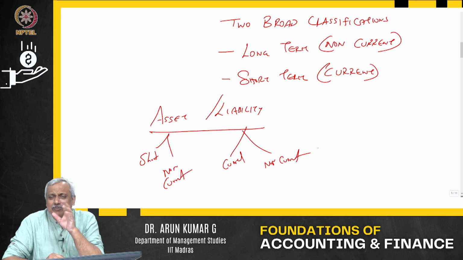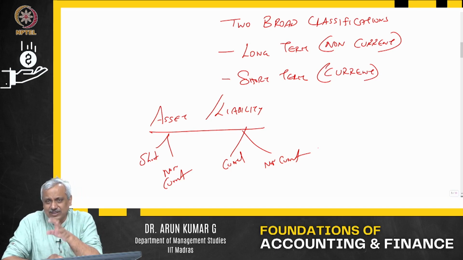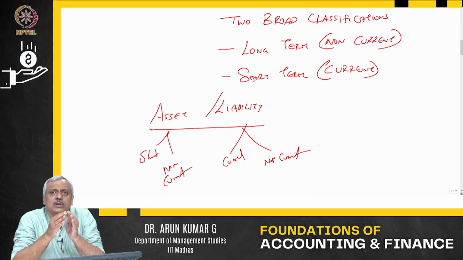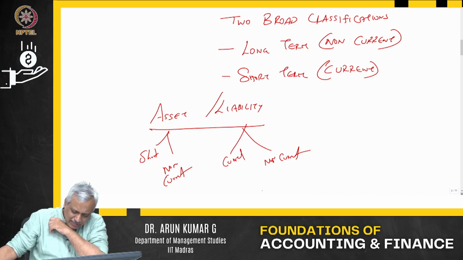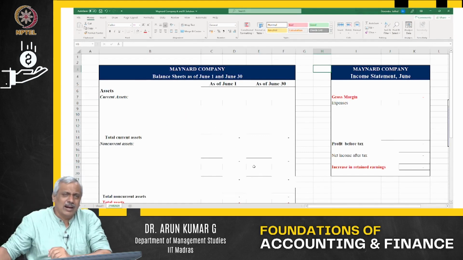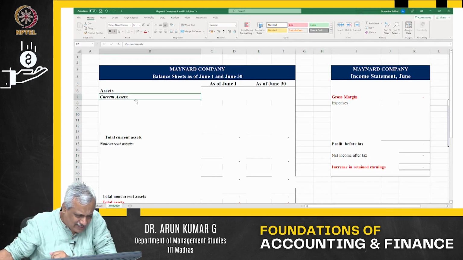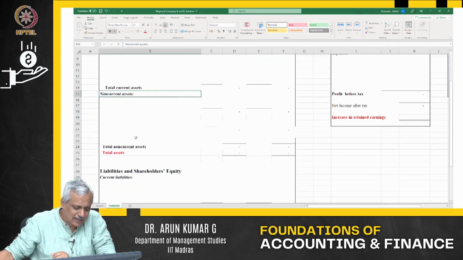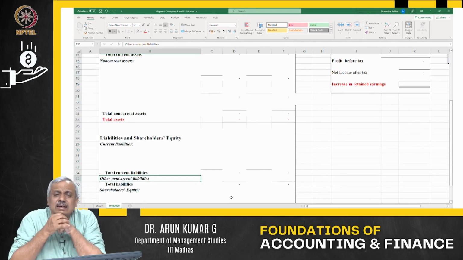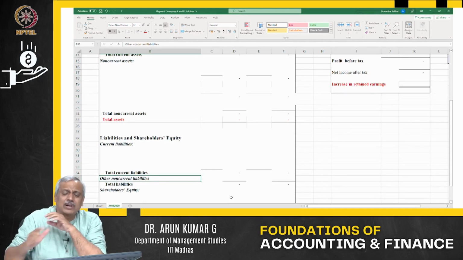So, normally when we present assets and liabilities, we will always present them with classifications. That is, current liability, current asset, long term liability, non-current assets. Regrouping these assets and liabilities into multiple forms is very essential, and that is how we are going to look at it when we prepare what is called the Maynard company case. In the Maynard company case, what have I classified? I have classified assets as current assets and non-current assets, and liabilities as current liabilities and non-current liabilities. That is extremely important when we do this.